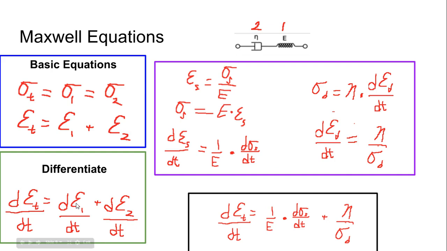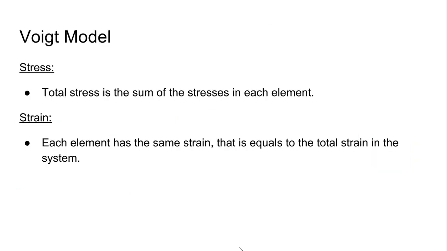And then we're going to do the same thing for the dashpot. So you're going to take your equation that I mentioned in the dashpot section, your viscosity times the change in your strain with respect to time, rearrange for this, and then you have this. Once you take this component and put it here, and take this component and put it there, these two terms together represent your total strain that's changing with respect to time in the system. And you can do the same thing for the Voigt model.